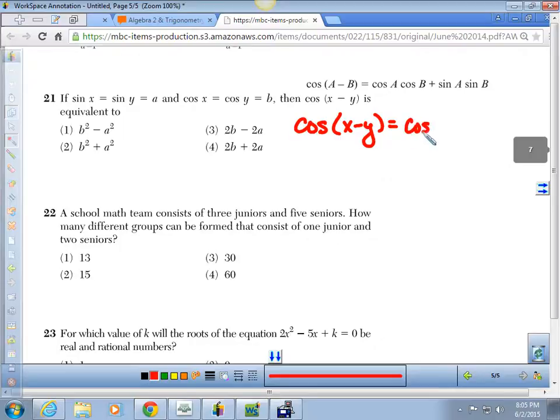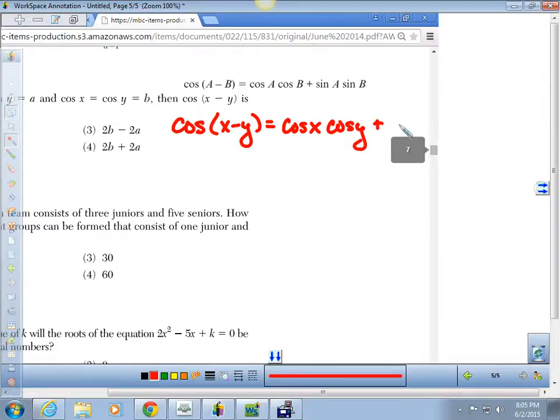Cosine X, cosine Y, plus sine X times sine Y. All you did was just replace your A's with what? X, and your B's with Y's.